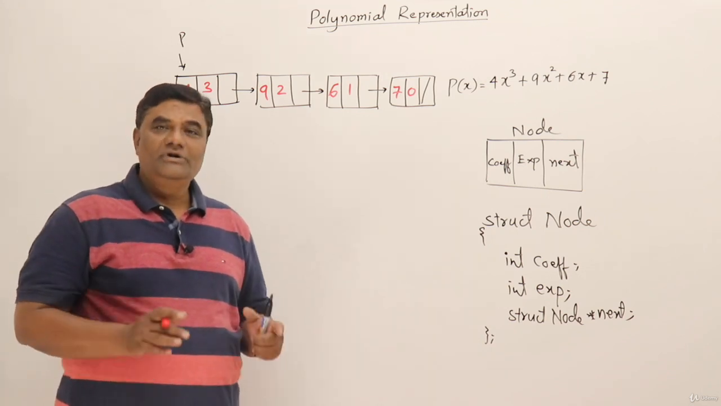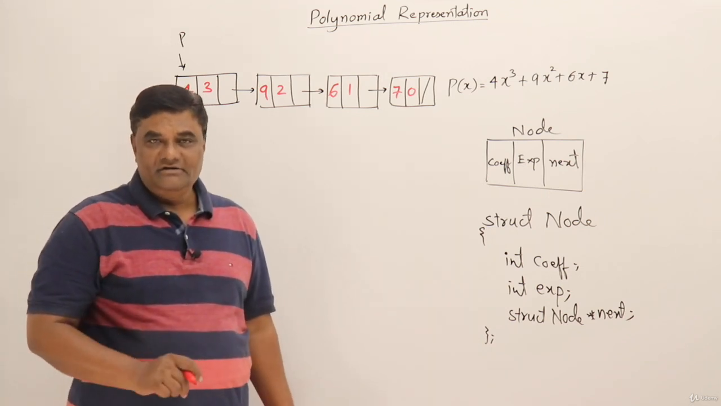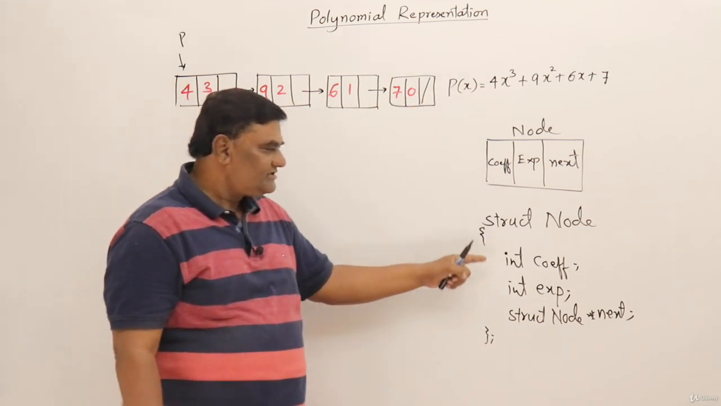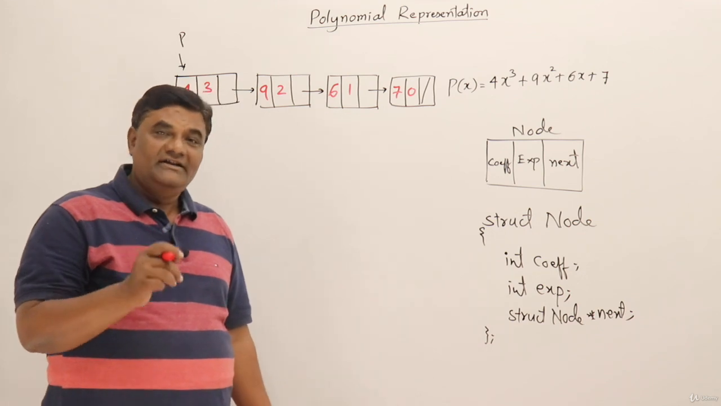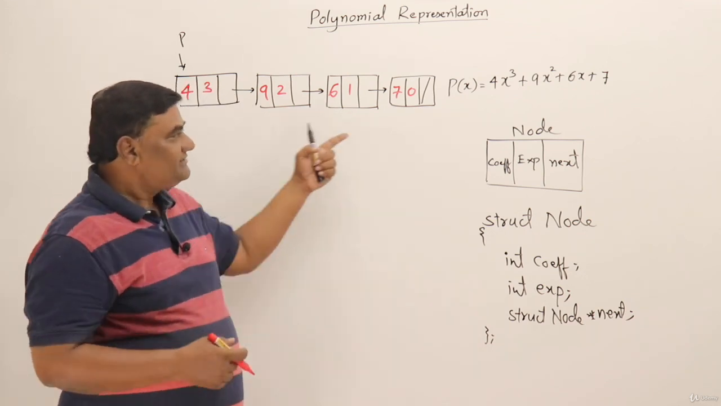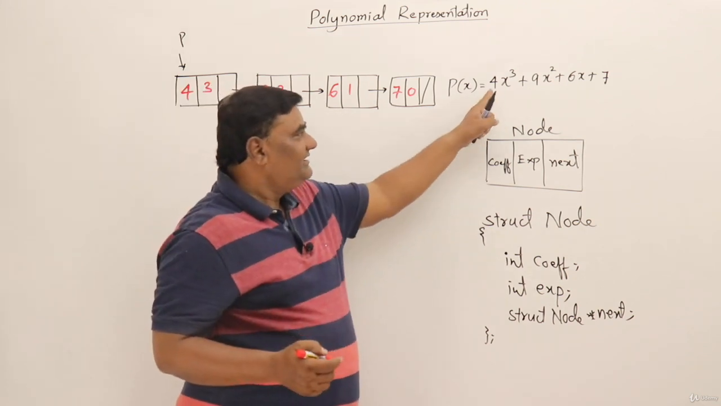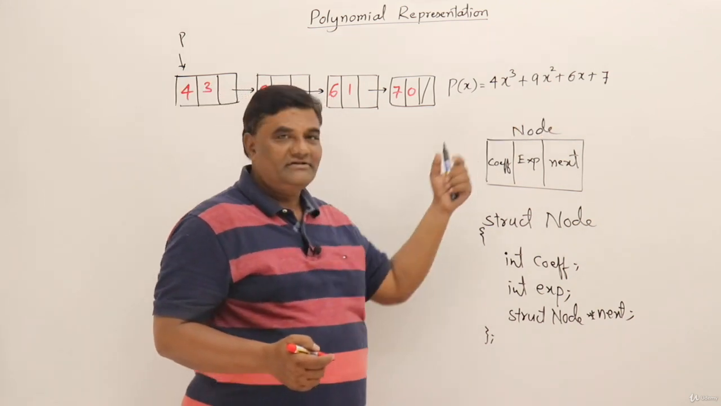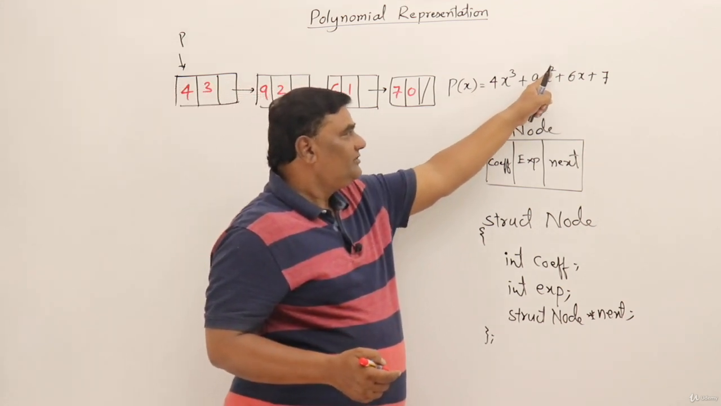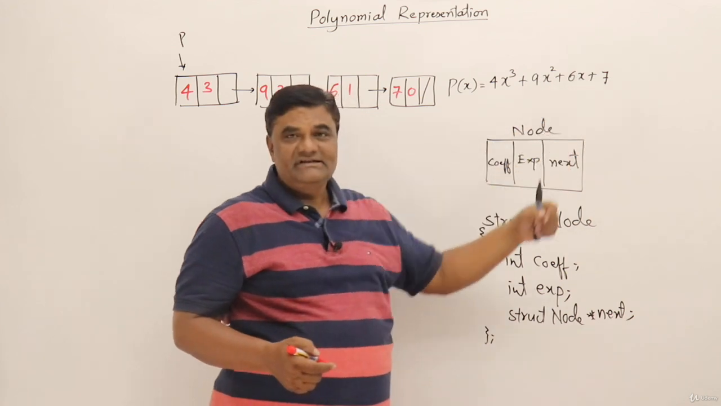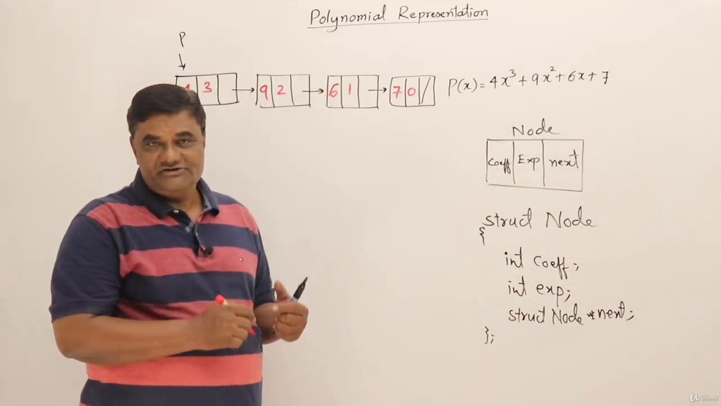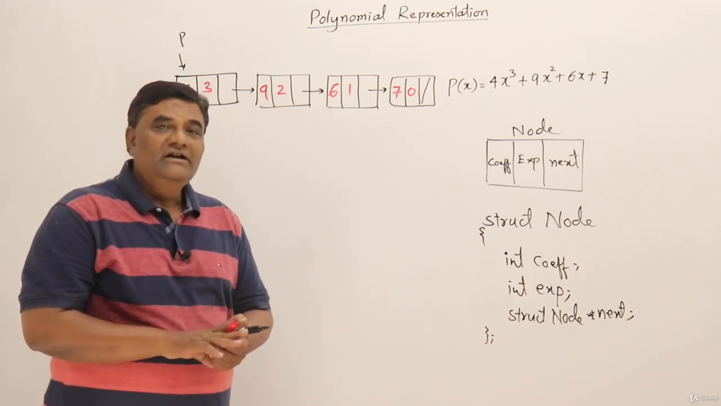Now we will learn how to evaluate a polynomial. Already we have a polynomial and it is represented using a linked list with this node structure. Now if we know the value of x, how can we get the result of this polynomial? Suppose x is 1, then this will be 4 plus 9 plus 6 plus 7. If x is 2, then it will be 4 into 2 cube plus 9 into 2 square plus 6 into 2 plus 7. That's how I have to evaluate this one. I will show you the procedure and also write a function to evaluate this.